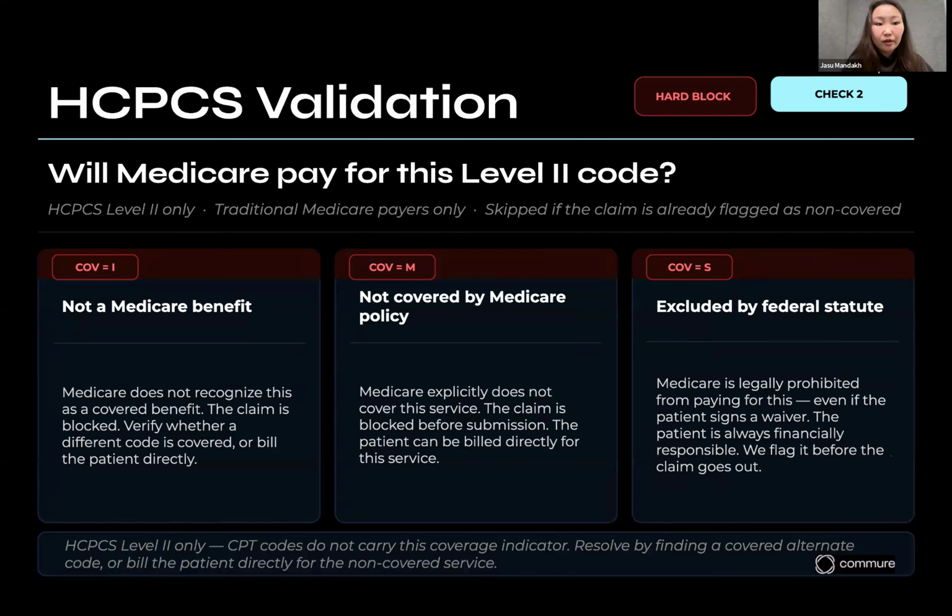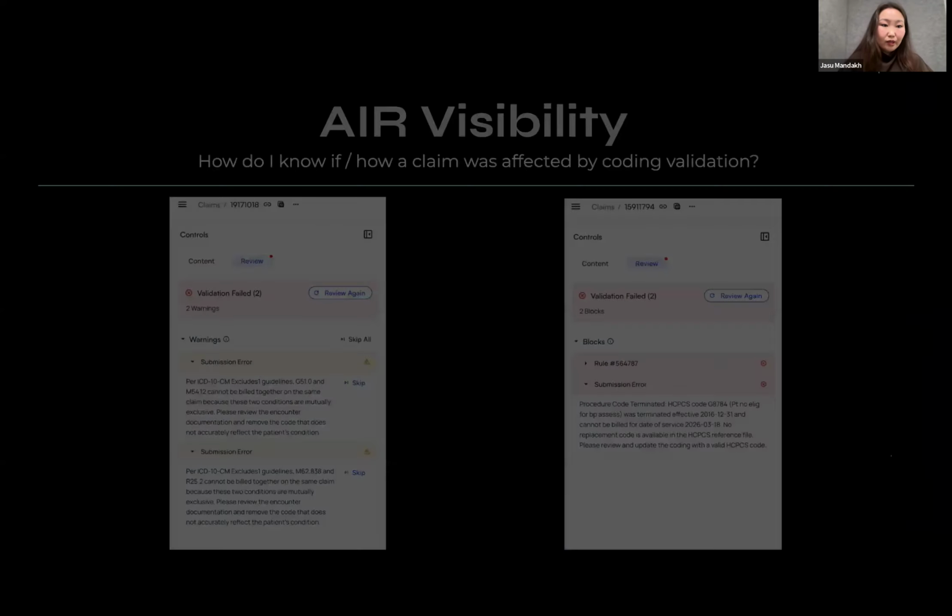So GY modifier basically means that this is a non-covered service and you're acknowledging it. One of the use cases for this is if the patient has both primary and secondary, and you want to submit to the primary Medicare so that you can send the EOB to the secondary to get it paid. In that case, the GY modifier will be acceptable here as well. Okay. These are the blocks that we have introduced.